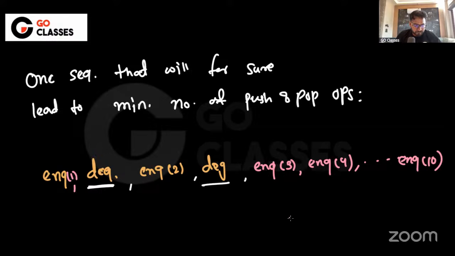Is this fine to everyone? So basically, this will lead to the minimum number of operations, because you are not unnecessarily transferring the elements. See, this will also lead. I'm not saying this is the unique sequence. Okay, this will also lead.